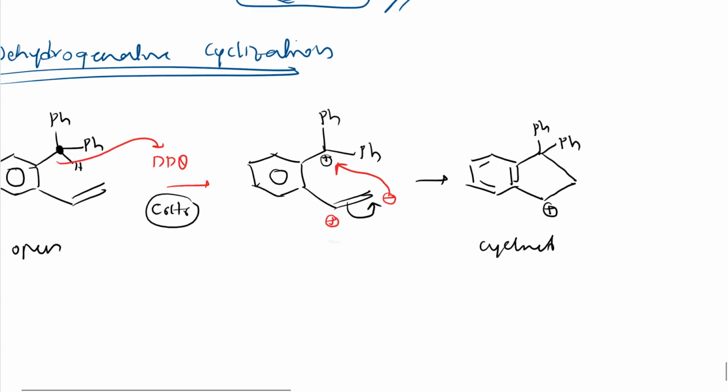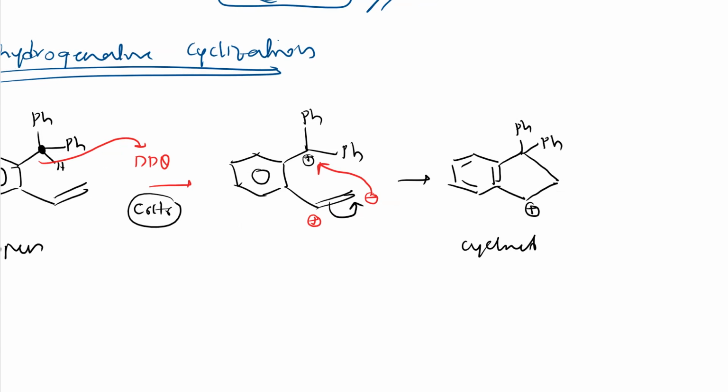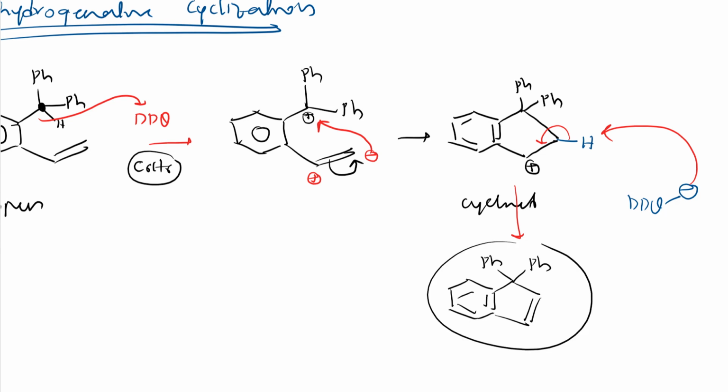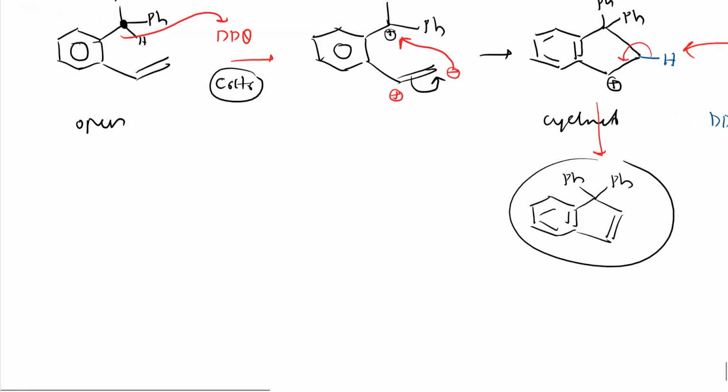Further, see here I can show this hydrogen, and here one more hydrogen will be there. Now the DDQ oxygen will have a negative charge. So it will take this proton, this bond will shift here, and it becomes neutral. So I got the cyclic product here like this, right? I got a double bond here and a phenyl group here. So this is how cyclization happens in the presence of DDQ. This is the second application.